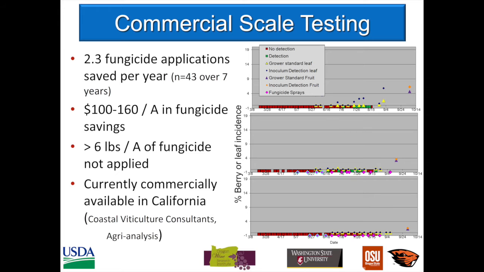6 pounds per acre of fungicide. In Oregon, most of the early season fungicide is sulfur, so that adds up for a lot of AI. And if you look at these slides, you can see the red is no detection, green is when we got detection. We have growers' standard leaf program, so that's their standard disease management, whatever they chose. And then we got them to wait for the detection, and then we have the fruit infection out over here.